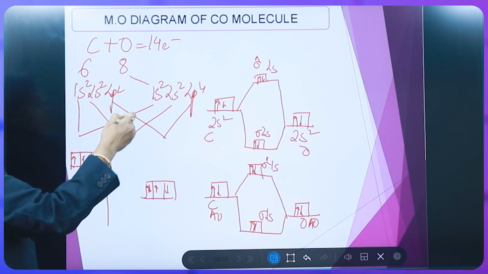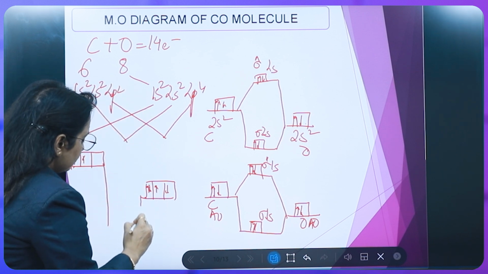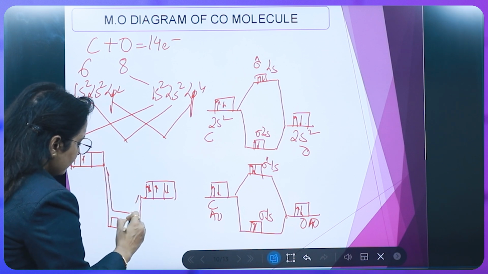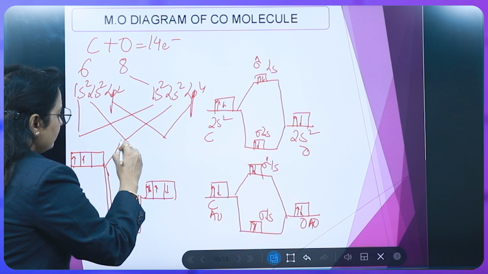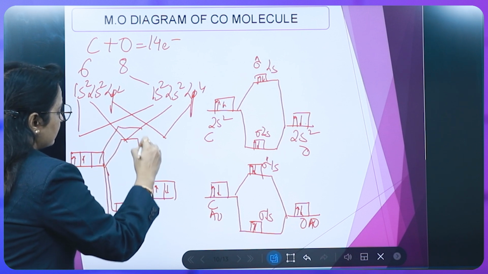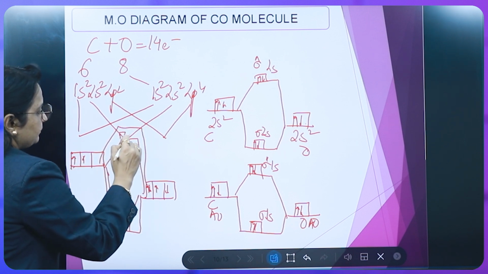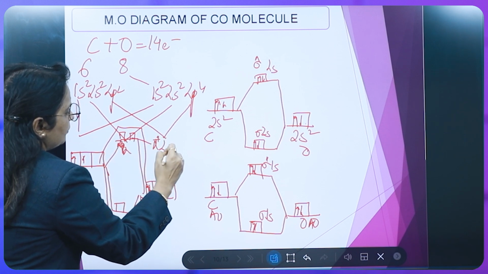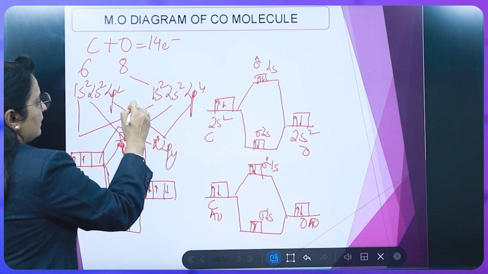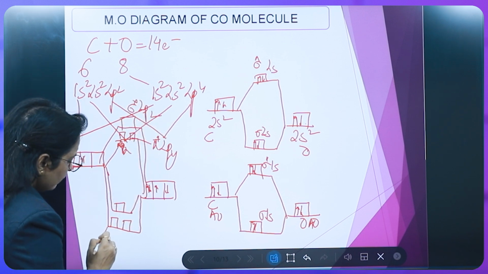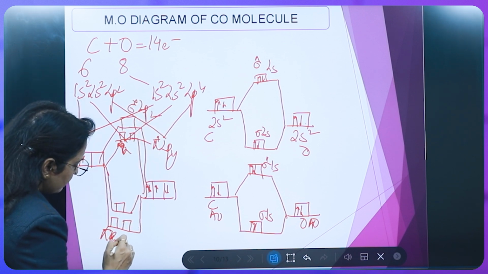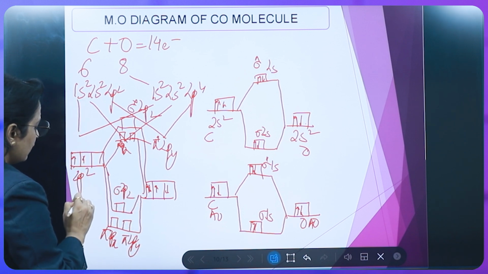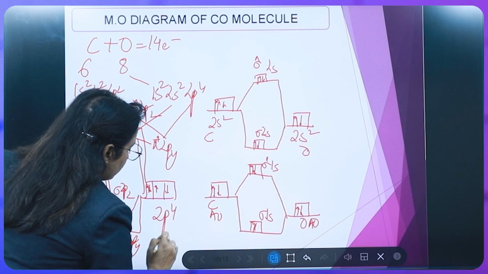Now, because it is 14 electrons, as we have seen in the filling order, the lower energy will be occupied by pi, comparatively higher energy by sigma, and we have anti pi and anti sigma. So, this is anti pi 2px, this is anti pi 2py, and this is anti sigma 2pz. Here we have pi 2px, pi 2py and sigma 2pz. So, this is 2p2 for carbon, this is 2p4 for oxygen.